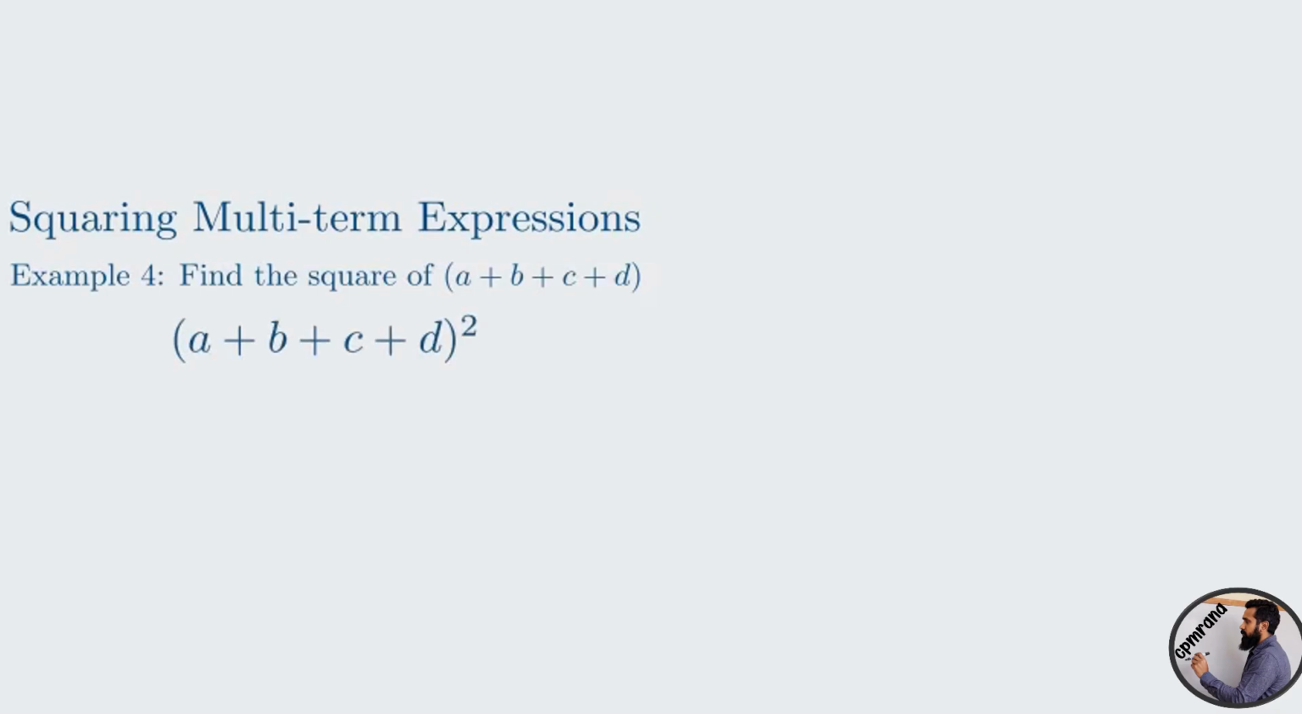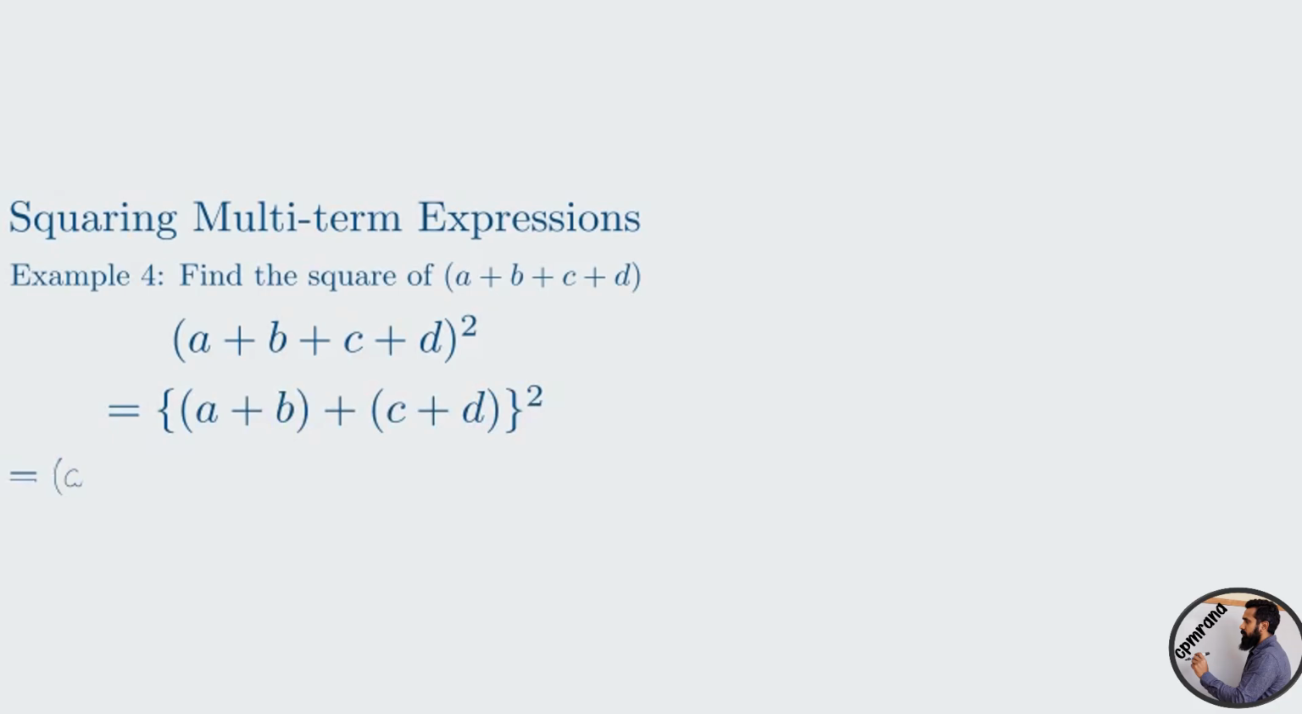What if we have more than 2 terms? We can still use our basic identity by grouping terms together. Example 4. Find the square of a plus b plus c plus d. We want to find the square of this 4-term expression. The trick is to group the first 2 terms and the last 2 terms. Now, it looks like a binomial where our first part is a plus b and our second part is c plus d. Now we apply the square of a sum formula.